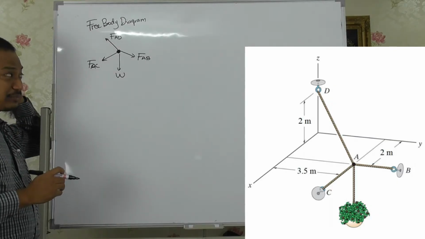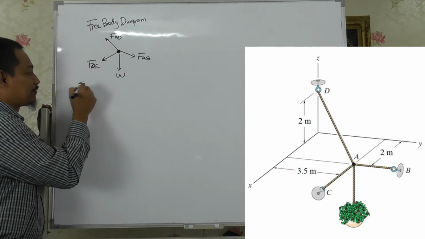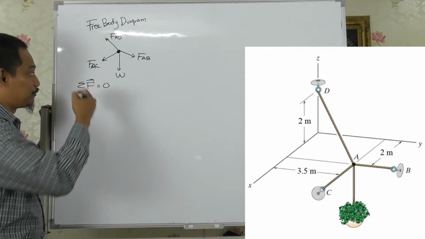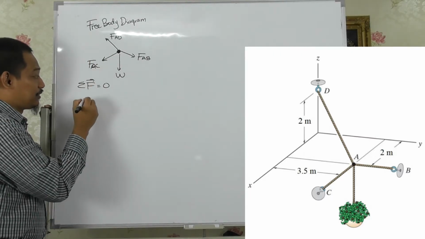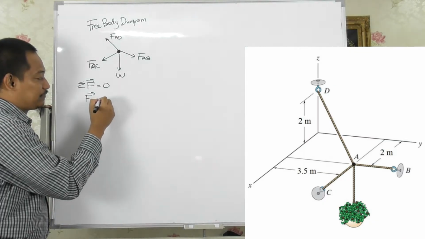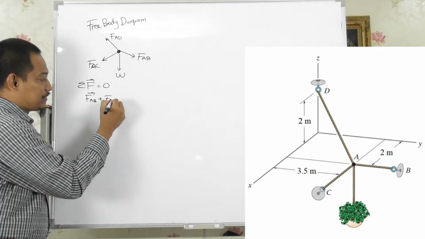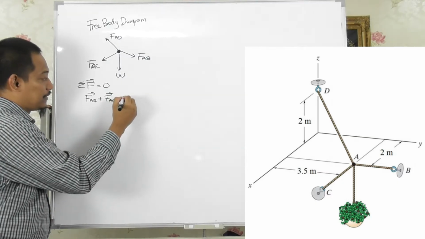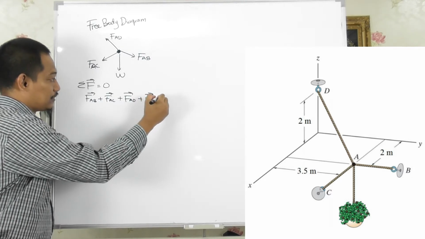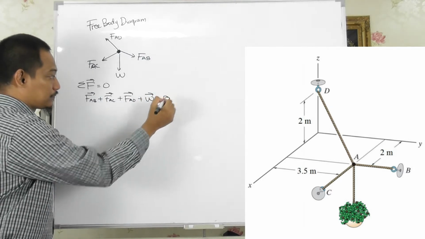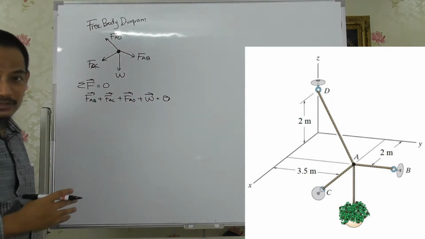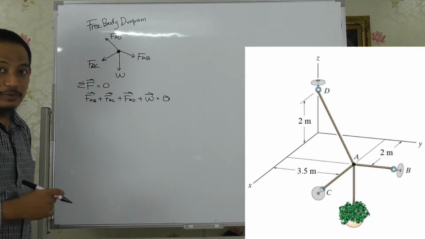So for an equilibrium problem, we know that the summation of all forces should be 0, right? So if you have everything in Cartesian vector form, FAB in vector form plus FAC plus FAD plus W equal to 0, right? So that is what we know. Hopefully you can see the writing on the whiteboard, right?